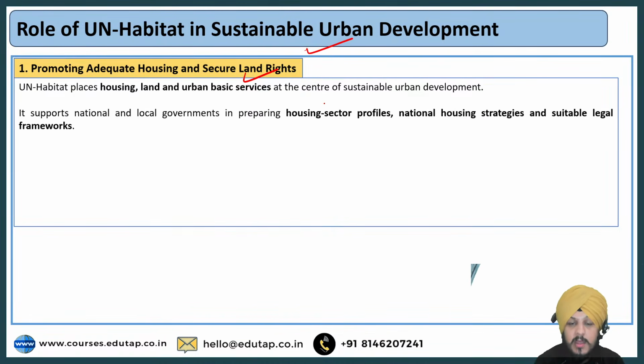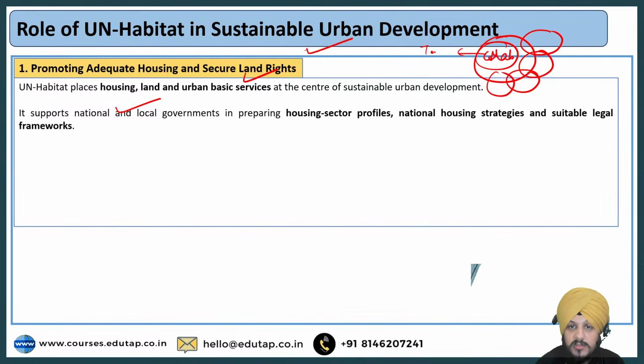How is it so? It basically performs that by supporting national and local government. So basically what it does, for example, if this is UN Habitat and these are the different governments that are there with respect to different nations, it is going to collaborate with them. And after collaboration, it is going to provide the solutions in a targeted manner.